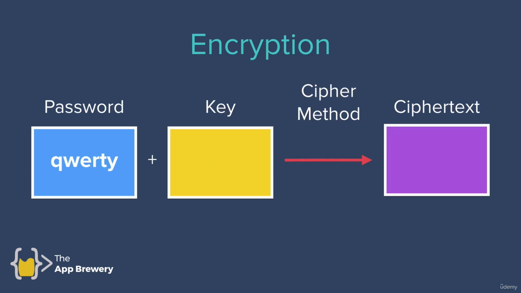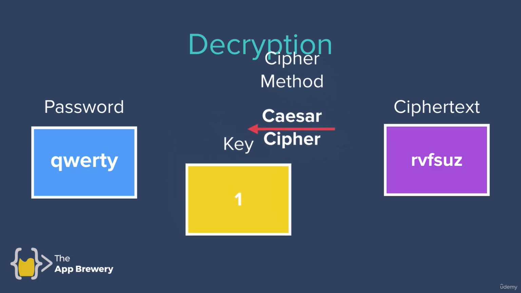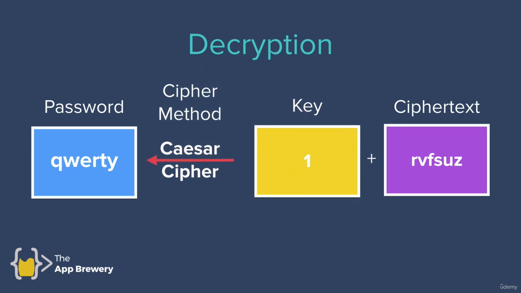So for example, if we took a password like QWERTY and we used the Caesar cipher method and decided to shift it by 1, then our encryption key is the number 1. That creates the ciphertext where every single letter is shifted up by 1. Now, in order to decrypt this, as long as you know what the key is, you can simply shift all of the ciphertext down by 1 and you end up with the original password.